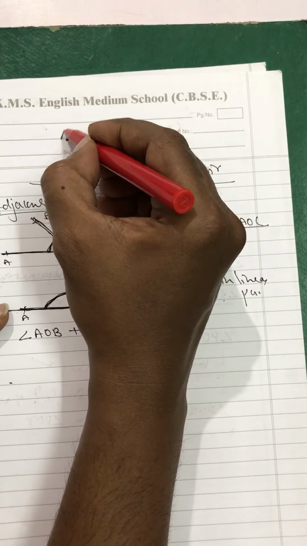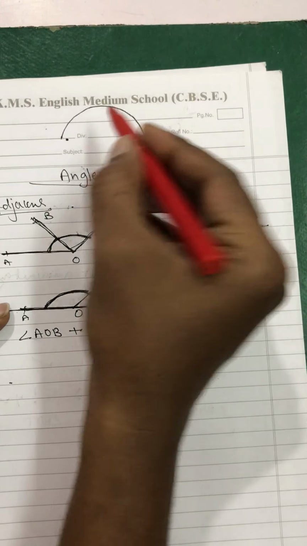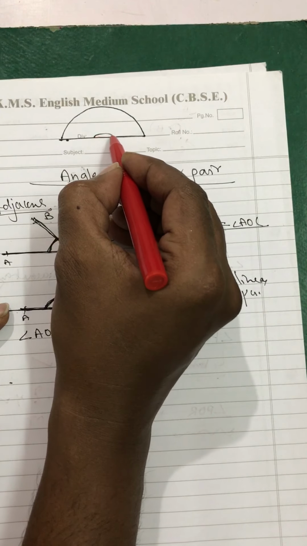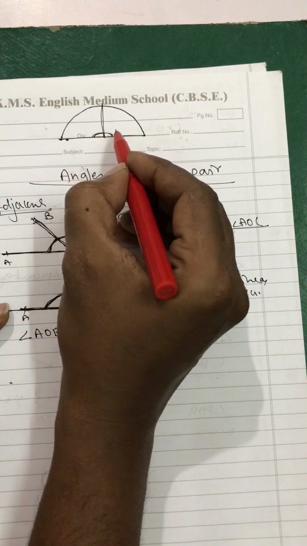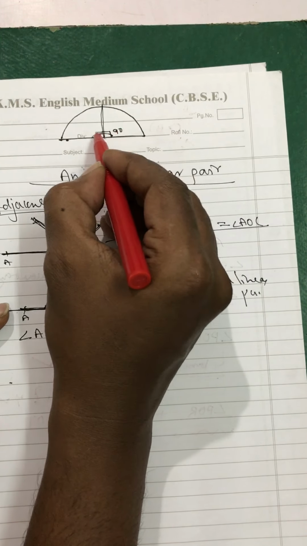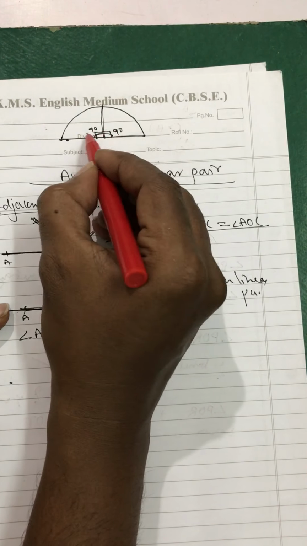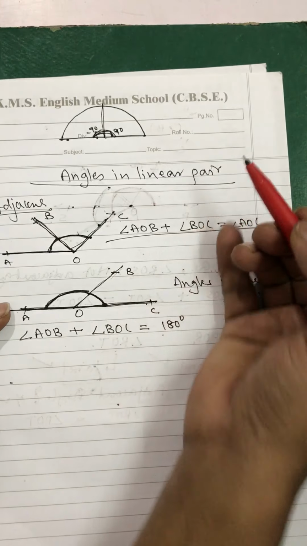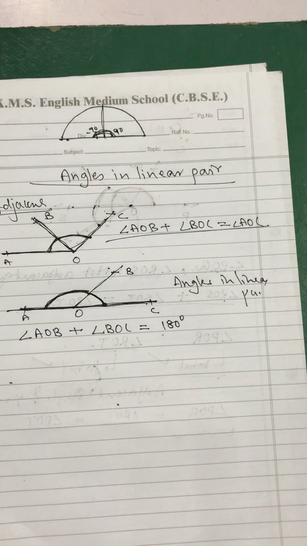If you see the protractor, if you see your D, this angle here, if it is a straight line and you measure like this, it is 90 degrees over here, and 90 degrees over here. When you take the total angle, it will be 180 degrees. The total straight angle is always 180 degrees. Okay, my dear students, so this is the angles in linear pair.